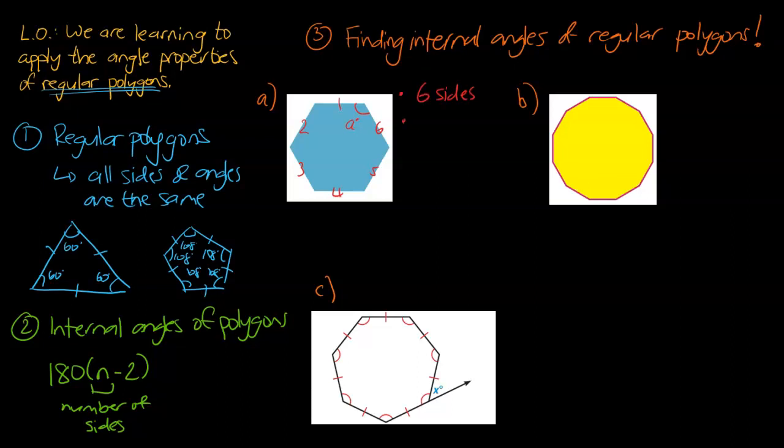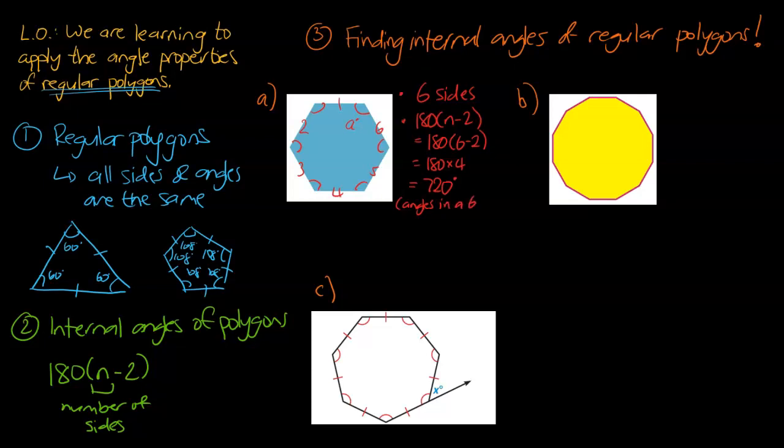We're then going to use that information for the 180(n minus 2) rule that we learned in our previous video. So it's going to be 180 times (6 minus 2), which is 180 times 4, and that is going to be 720 degrees. What that tells us is all of the angles inside the shape, this angle, this angle, this angle and this angle, all add up to that. So we jot that down.